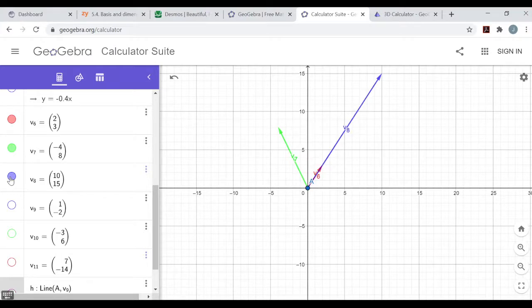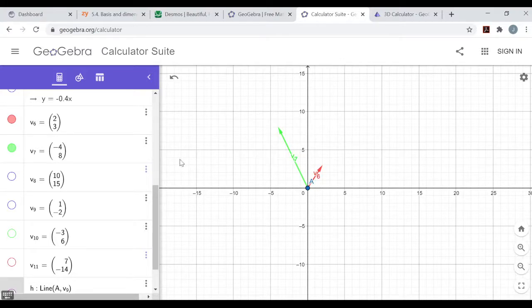So they point in the same direction. So what does that tell me? That tells me that one of those vectors is not needed. So I don't need to have 10, 15 when I talk about the span of these 2 vectors. Now these 2 vectors, 2, 3 and -4, 8, do not point in the same direction, so these are both needed. And then the span of these two, remember, the span of two independent vectors forms the plane.